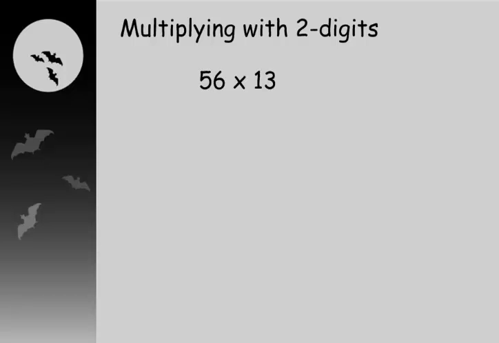Here we're going to multiply two digits by two digits. 56 times 13. The first thing we're going to do is multiply by the ones place. So we think of 3 times 6 is 18. Remember, the 1 goes above because that's really a 10. And then we multiply. 3 times 5 is 15, plus 1 is 16.